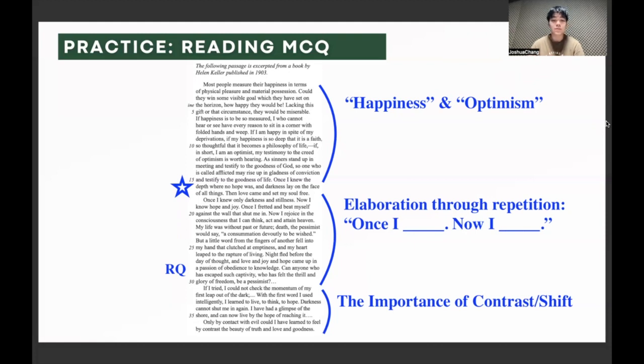In the third and fourth paragraphs, we finally get a direct answer to the importance of the contrast or shift established in the first and second paragraphs. Keller first introduced the shift from her past depressing life to her now optimistic life in lines 15 to 17, as shown by the star, and continued to elaborate on the stark change throughout the second paragraph. Then, in the fourth paragraph, by stating "only by contact with evil could I have learned to feel by contrast the beauty of truth and love and goodness," Keller explicitly states the importance of this contrast from past to present.